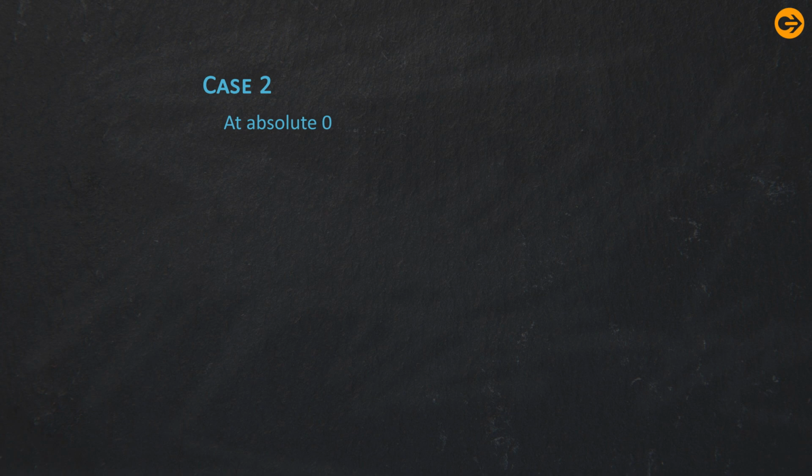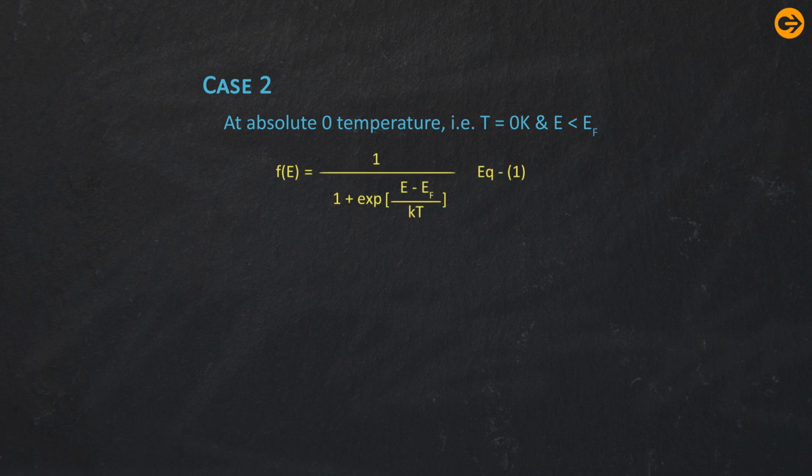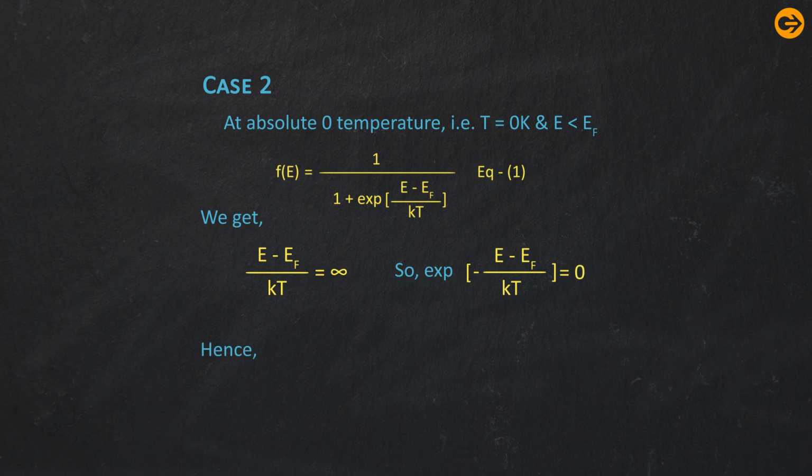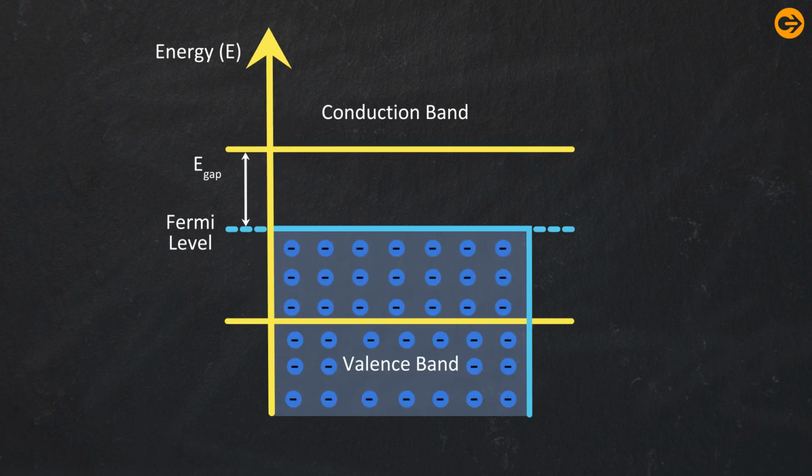For case 2, at absolute zero temperature, that is, at T is equal to 0 Kelvin and E is less than Ef, putting the values in equation 1, we get E minus Ef by kT is equal to minus infinity. So exponential of E minus Ef by kT is equal to 0. Hence, Fe is equal to 1 by 1 plus 0 equal to 1. This is our equation 3. Hence, the energy level below the Fermi level is full of electrons.